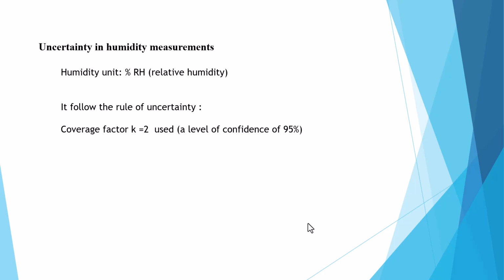So we often use the K factor in uncertainty, in humidity measurement. The humidity unit we use is RH, relative humidity. For the uncertainty, he still uses the K factor equal to 2, which is a level of confidence of 95%. Okay.